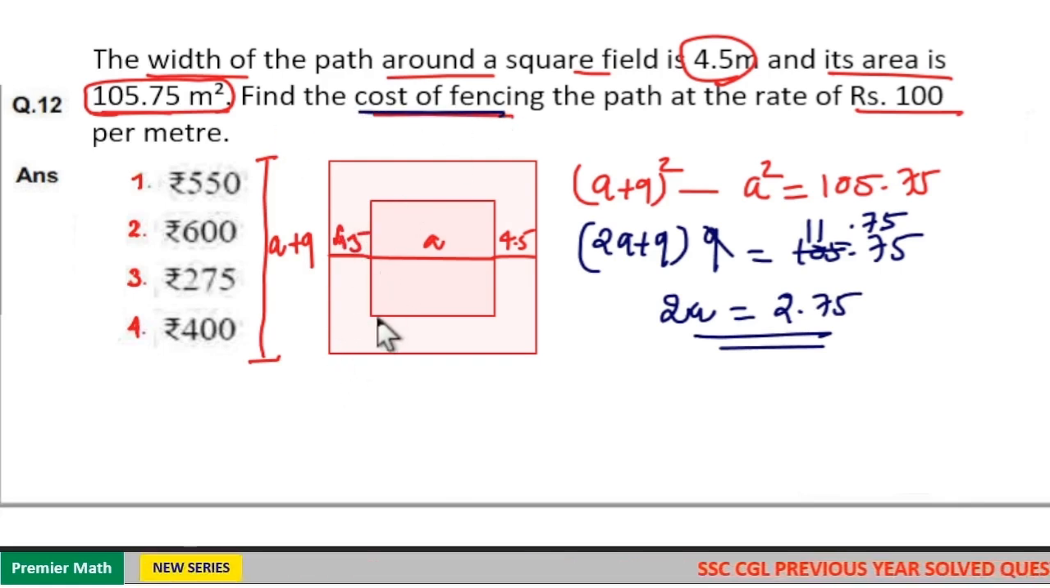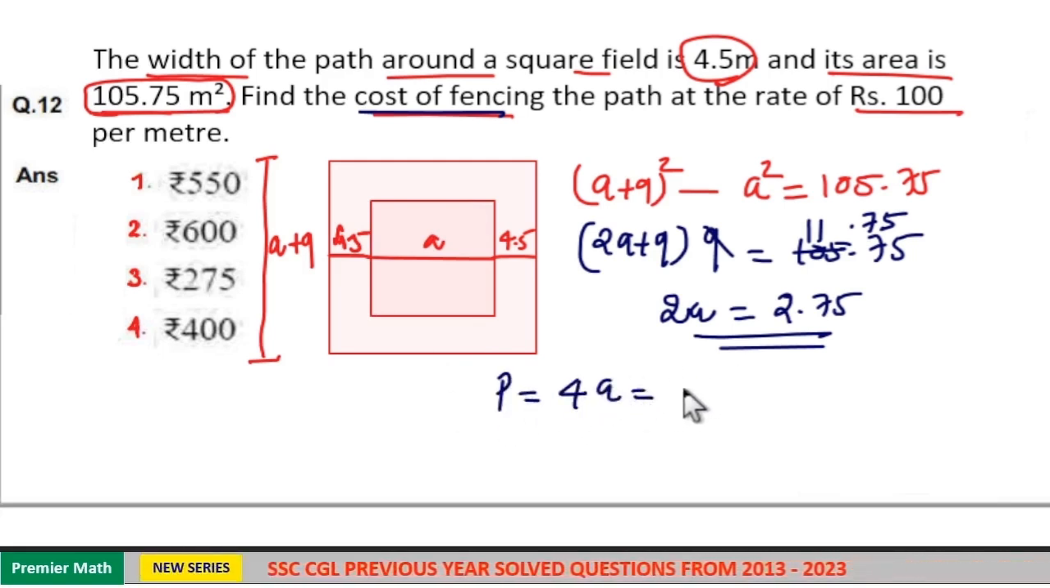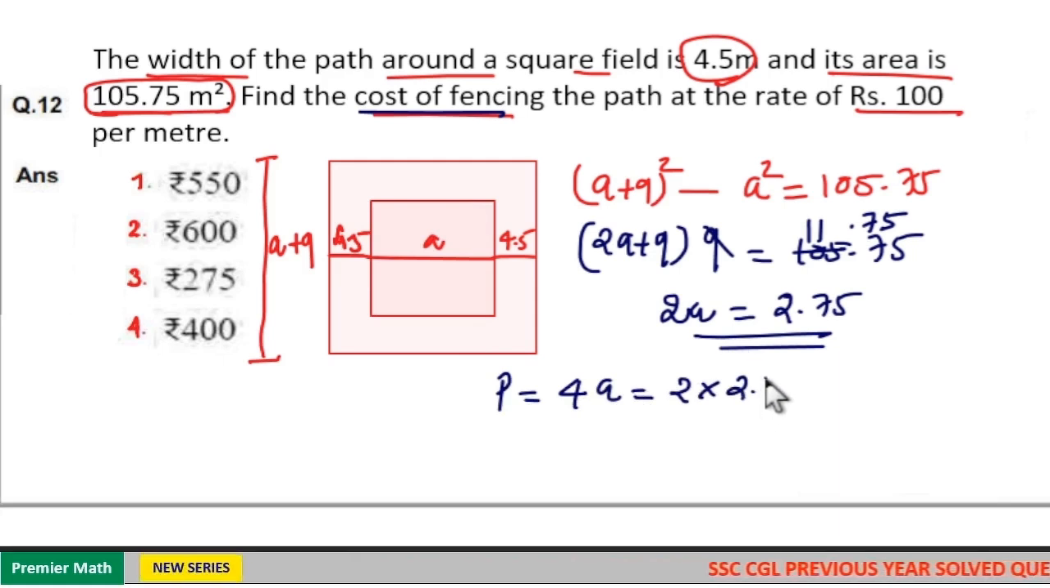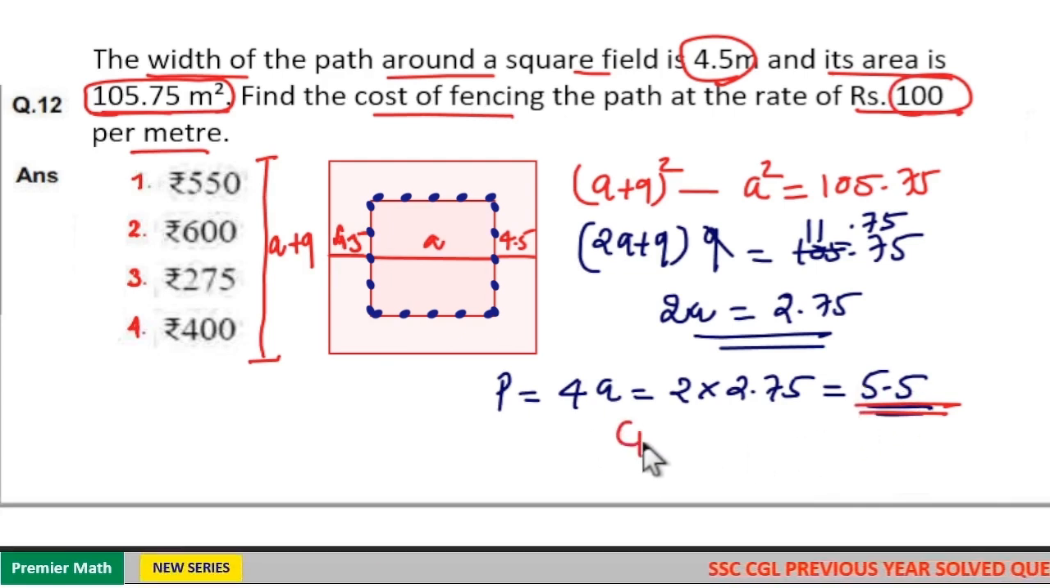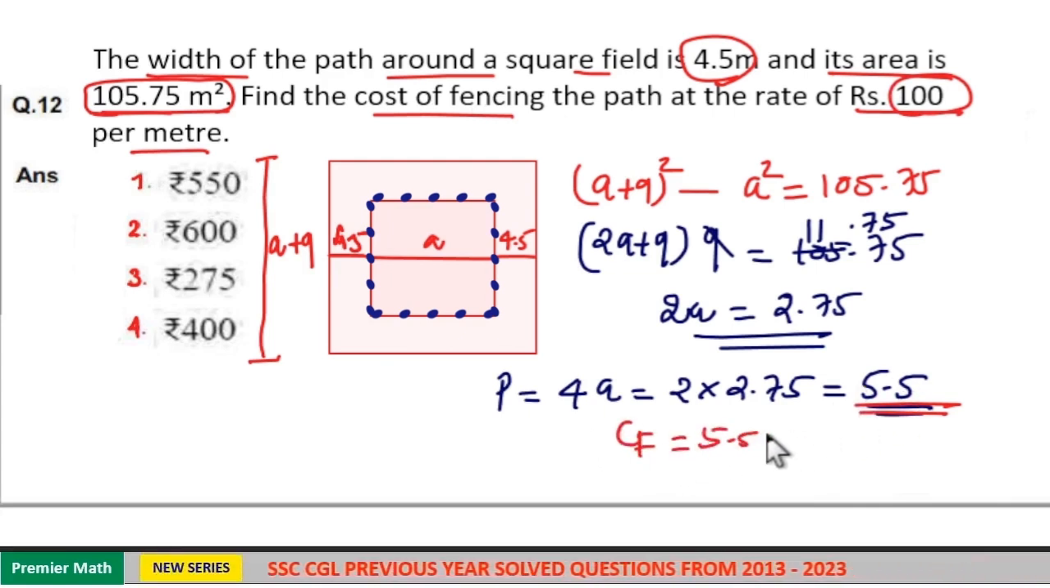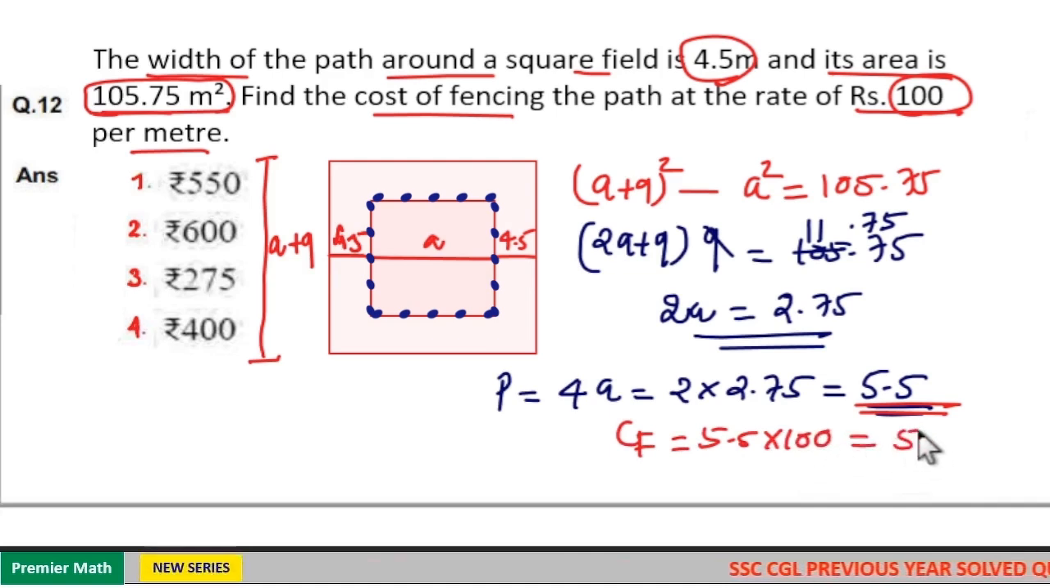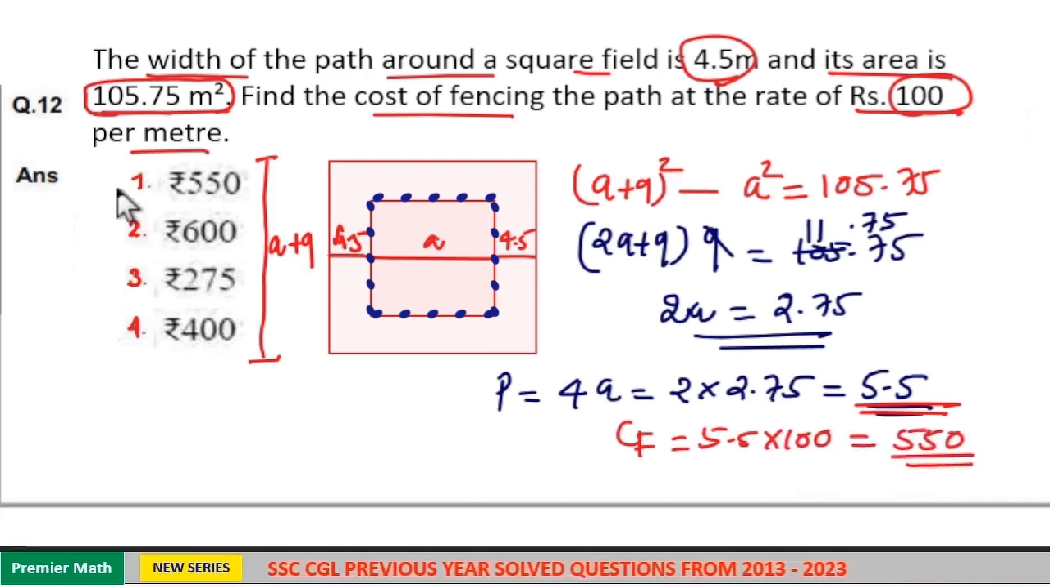If 2a is 2.75, here we need the cost of fencing. To find that we need the perimeter of this ground. Perimeter is equal to 4a, which is equal to 2 into 2a, that is 2 into 2.75, which is equal to 5.5. So here perimeter is 5.5, which means this is the part we have to fence. So cost of fencing is 100 per meter. So total 5.5 meter. So cost of fencing is equal to 5.5 into 100, which is equal to 550. So option 1 is your answer.